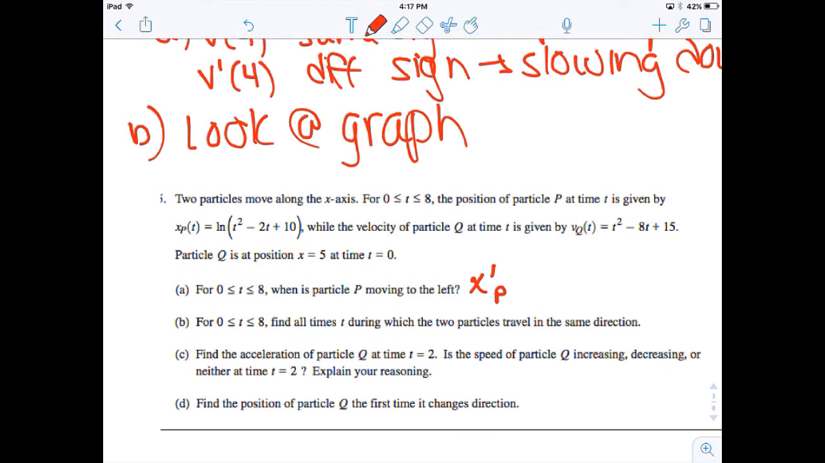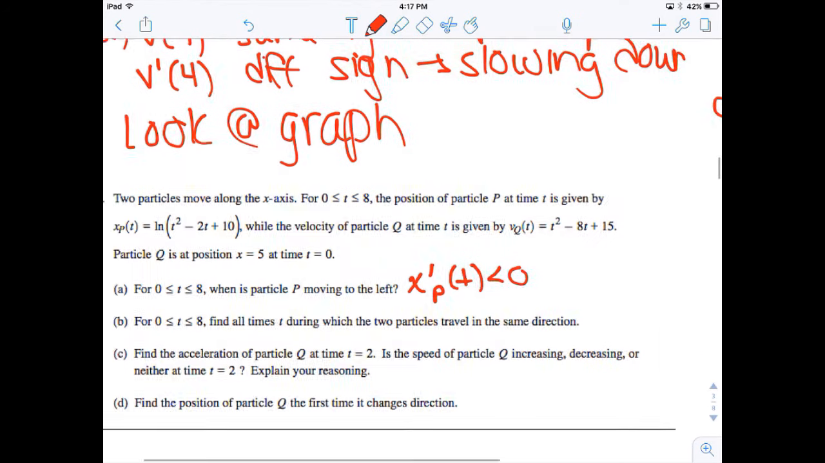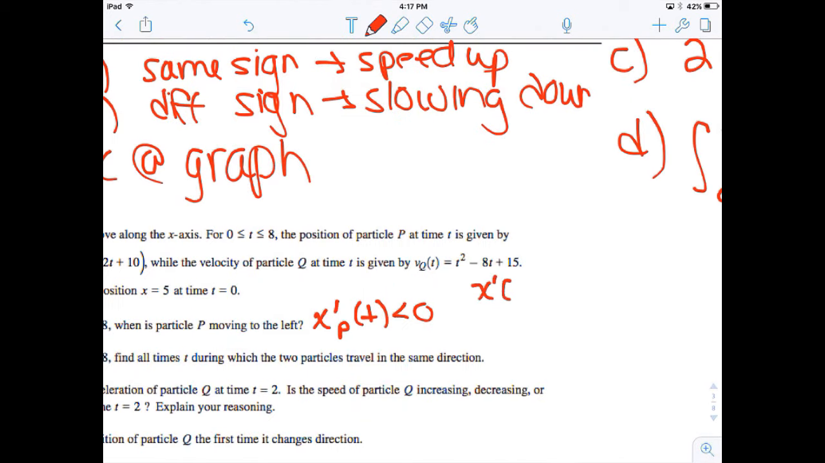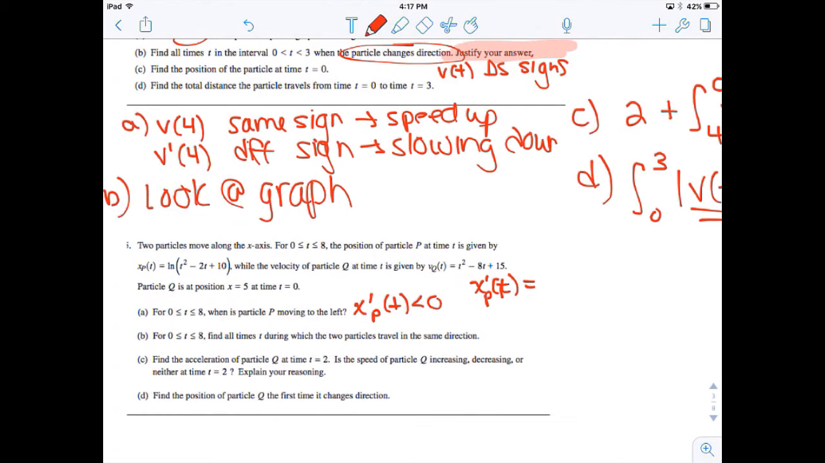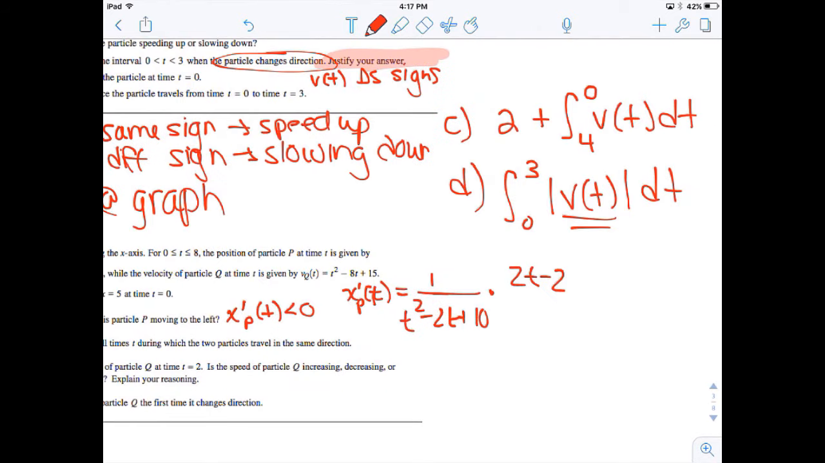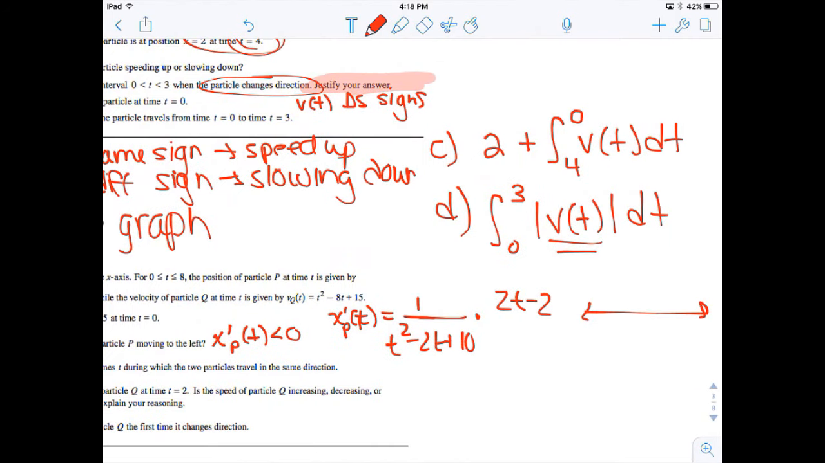Now this was calculator inactive, so actually taking that derivative, x prime P of t would be 1 over t squared minus 2t plus 10 times 2t minus 2. Remember, we're multiplying by the derivative. And I need to find the critical values of this. So finding critical values of this, I'm going to look at where the numerator equals 0 and where the denominator equals 0. Numerator here will equal 0 at 1. Denominator will not equal 0 over the real number system that we're dealing with, not on our interval, because we're never going to have that. So here I'm just looking at either side of 1.